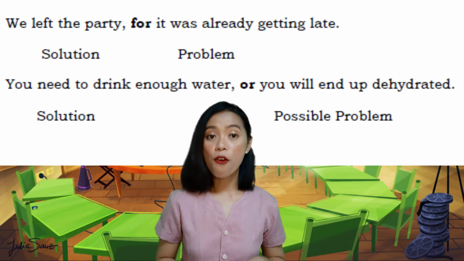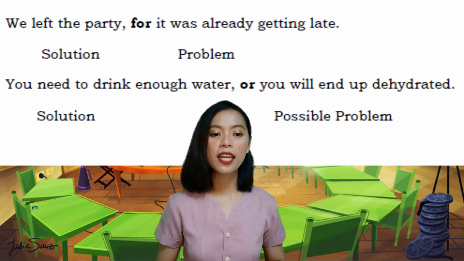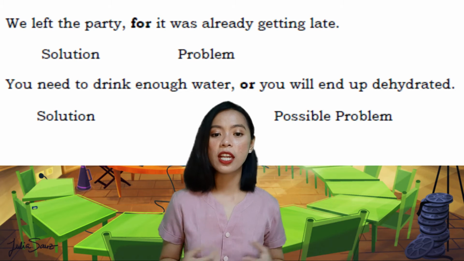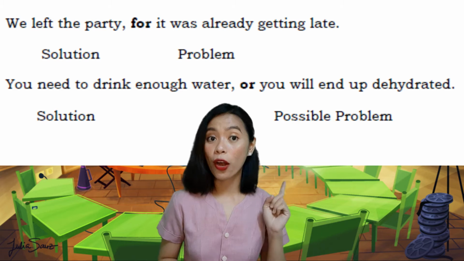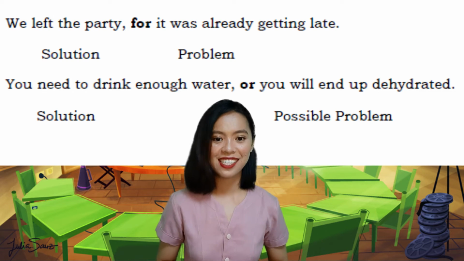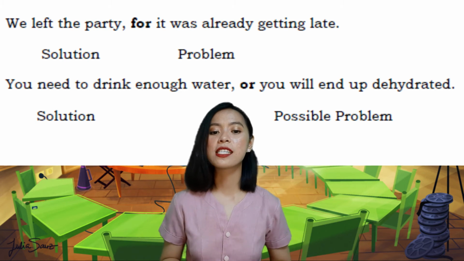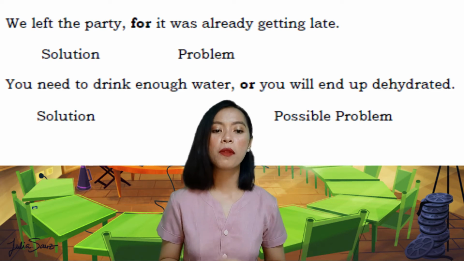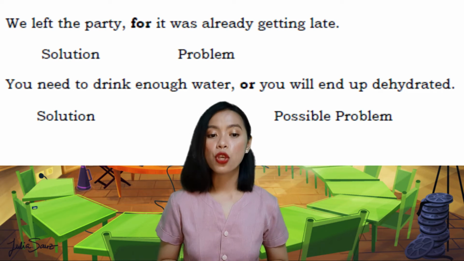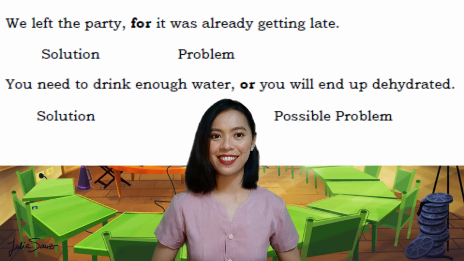Occasionally, however, the coordinating conjunctions for and or may also be used. We left the party, for it was already getting late. The solution is we left the party. The problem is for it was already getting late. The solution is you need to drink enough water. The possible problem would be or you will end up dehydrated.